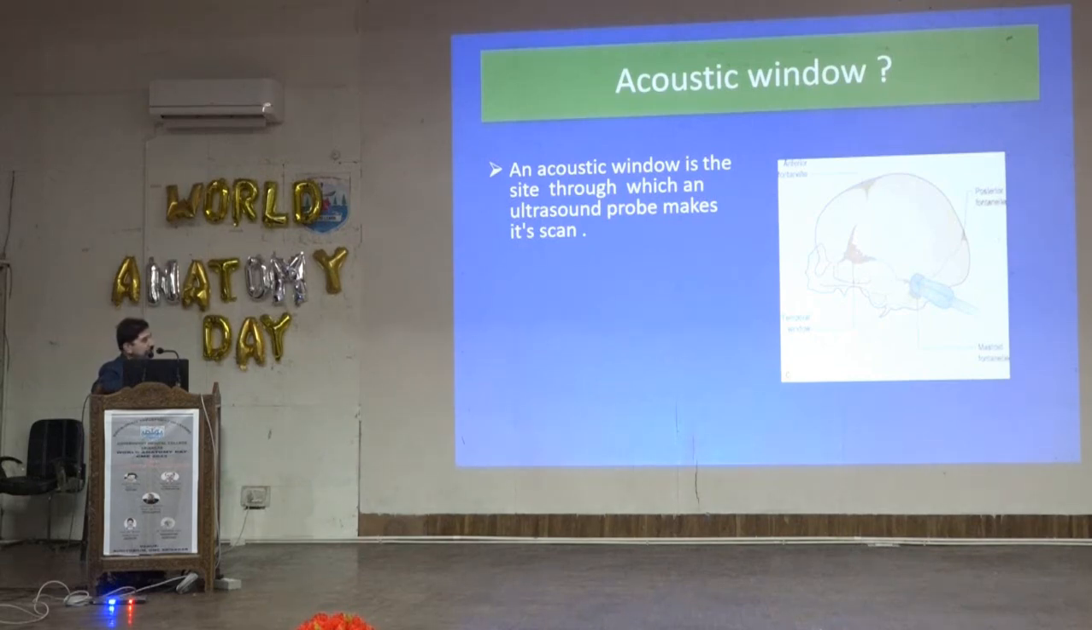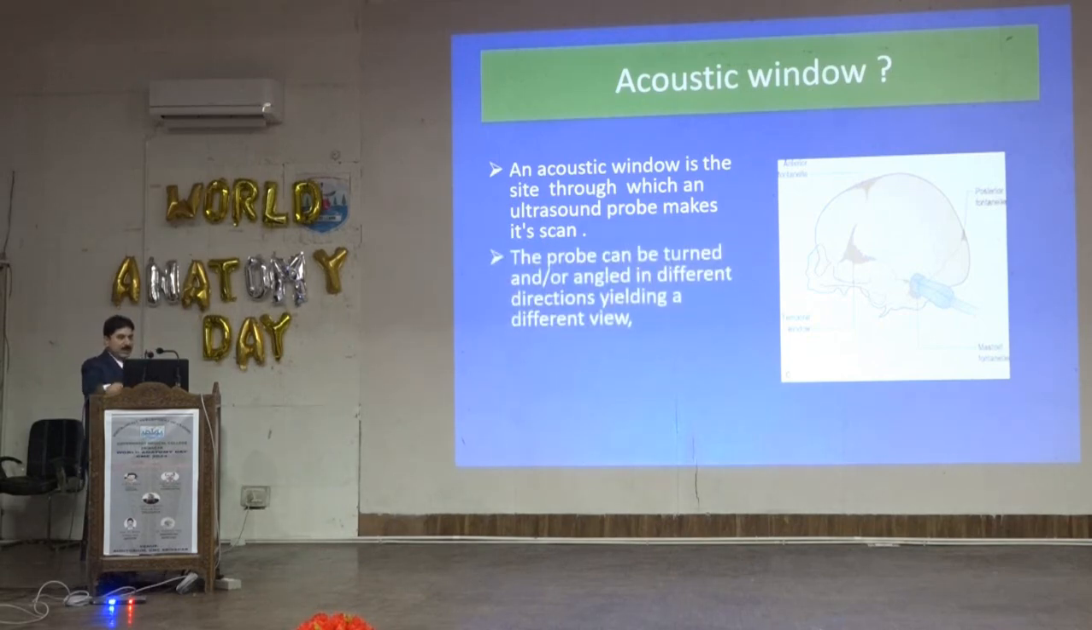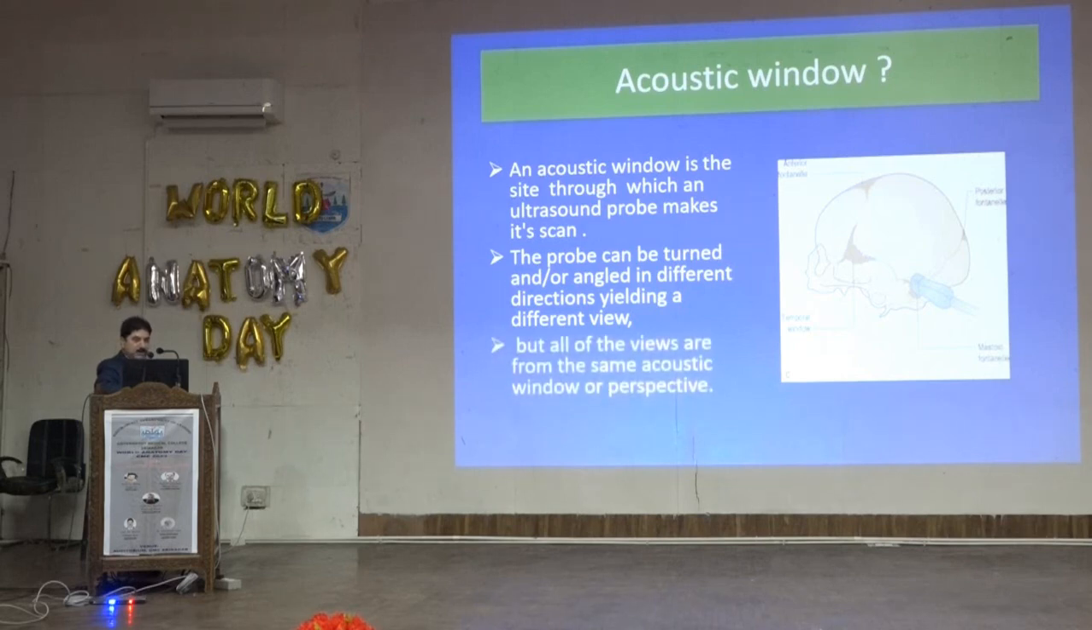Because at this age these fontanelles are in the form of membrane, ultrasound waves can pass through them, and we can detect intracranial hemorrhage or congenital malformations of the ventricular system. The probe can be turned and angled in different directions, yielding different views. But all of the views are from the same acoustic window.